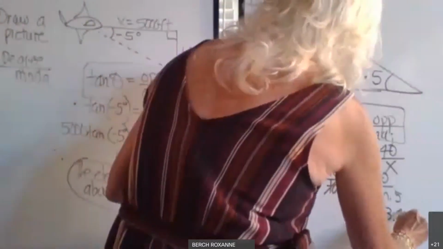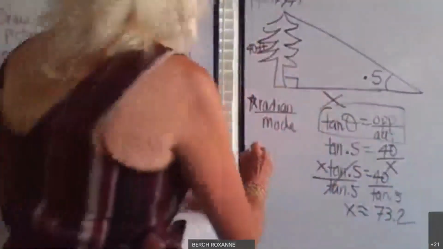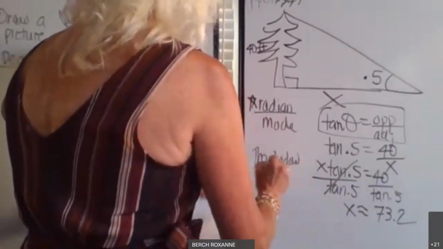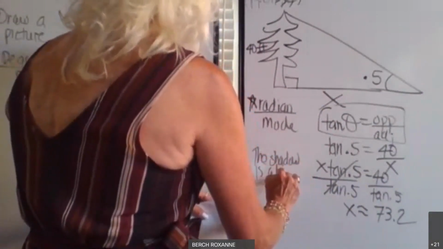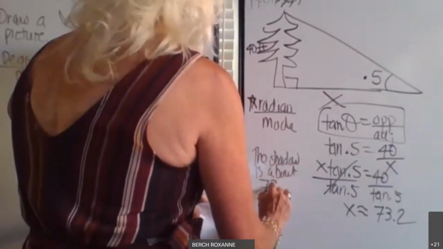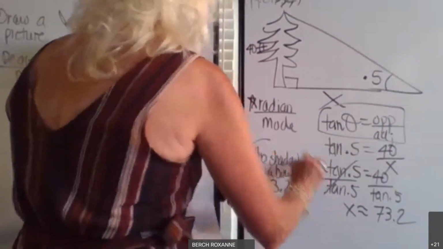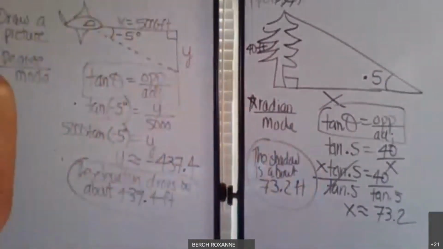73.2. About 73.2. So you would say the shadow is about 73.2 feet. All right, one more problem and we'll be done.